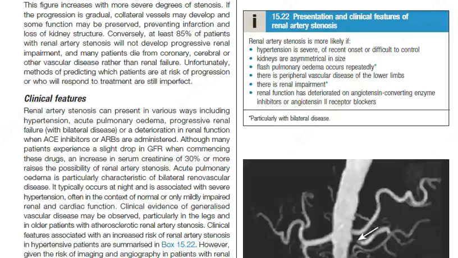Presentation and clinical features of renal artery stenosis. Renal artery stenosis is more likely if hypertension is severe, of recent onset, or difficult to control. Kidneys are asymmetrical in size. Flash pulmonary edema occurs repeatedly. There is peripheral vascular disease of the lower limbs. There is renal impairment. Renal function has deteriorated on angiotensin converting enzyme inhibitors or angiotensin II receptor blockers.